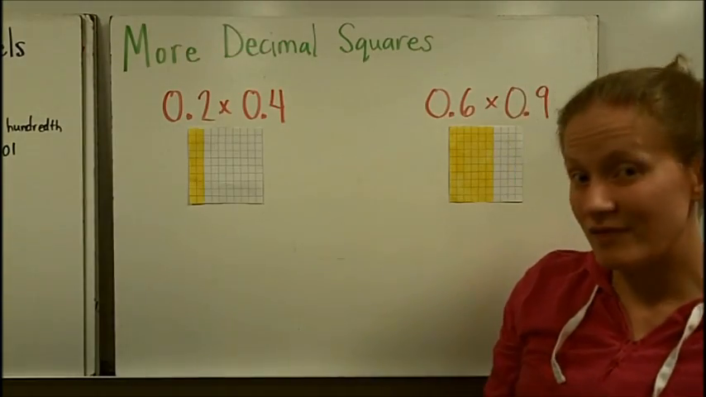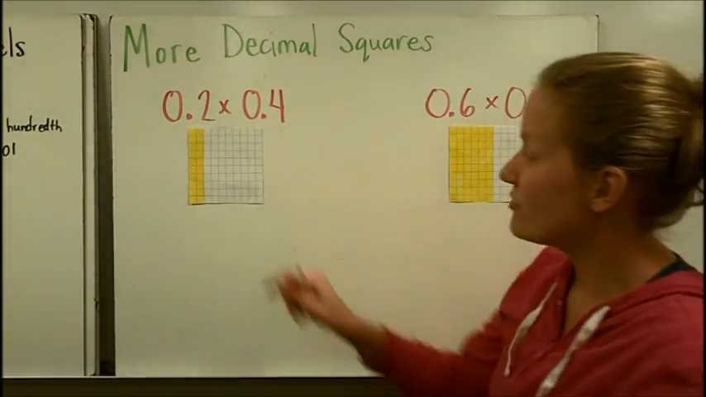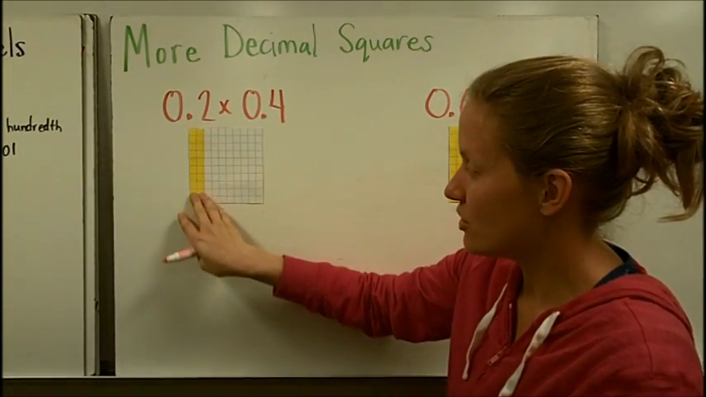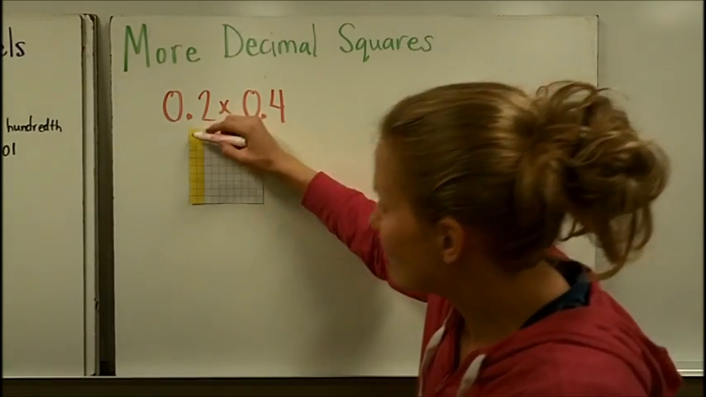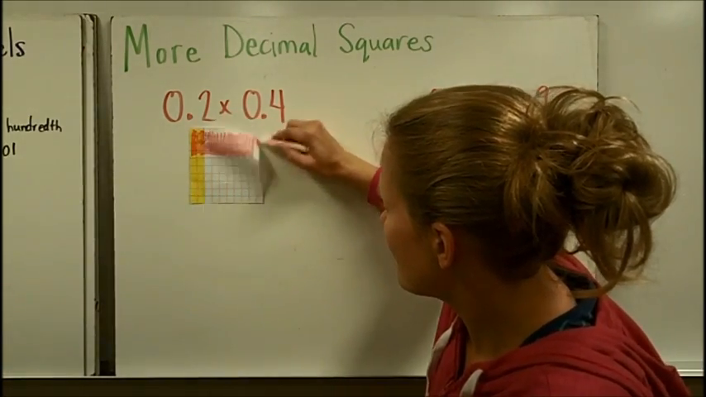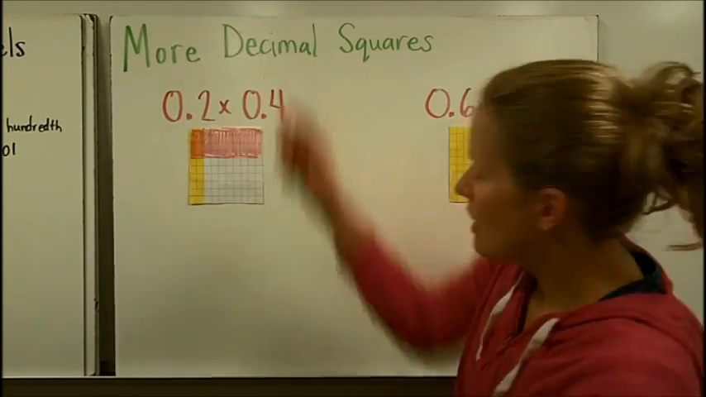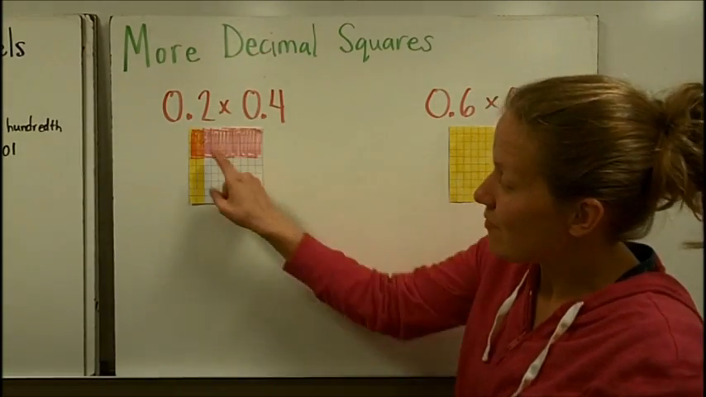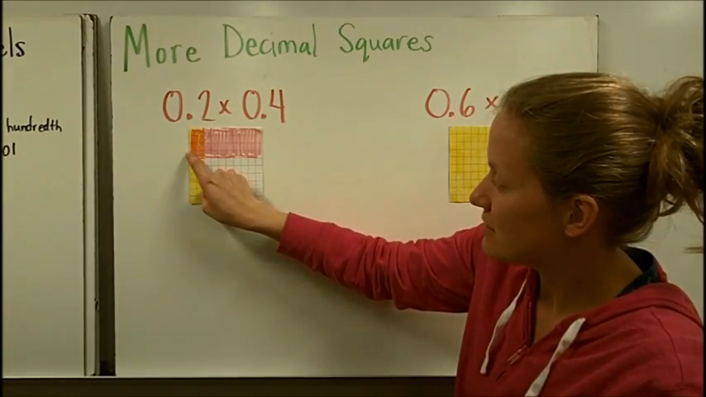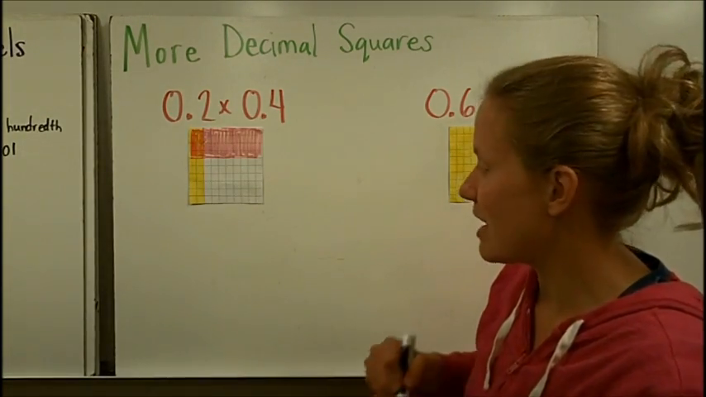So let's solve 2 of them now together. I have 2/10 times 4/10. I already showed 2/10 vertically. Now I'm going to show 4/10 horizontally. And you can see that my answer here is the overlapping piece. I have 1, 2, 3, 4, 5, 6, 7, 8 pieces overlapping.